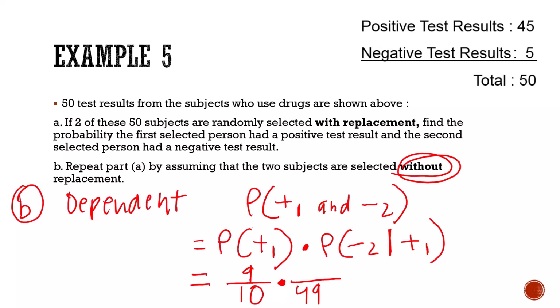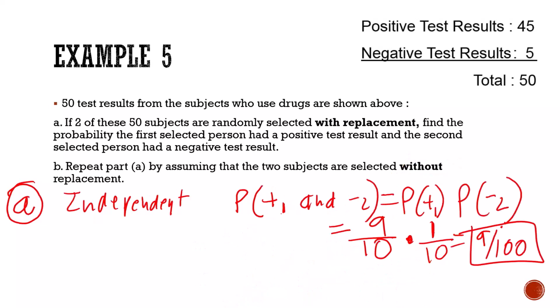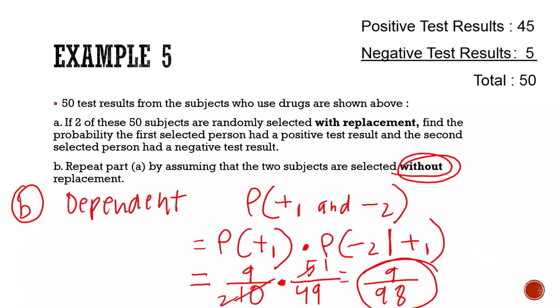And how many are negative? 5, because I didn't select any of them. So then that gets me 9 out of 98. It's just slightly different than 9 out of 100. So notice in dependent events, I would have incorrectly gotten 9 out of 100 if I did not use the fact that these two events were dependent.